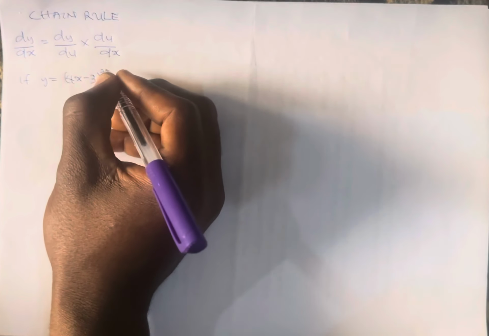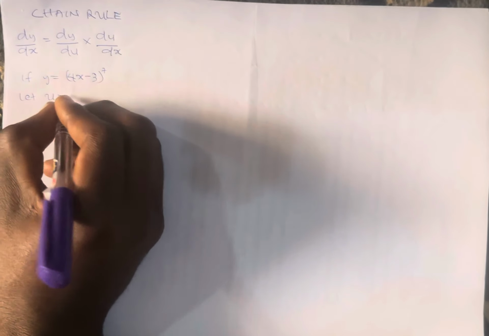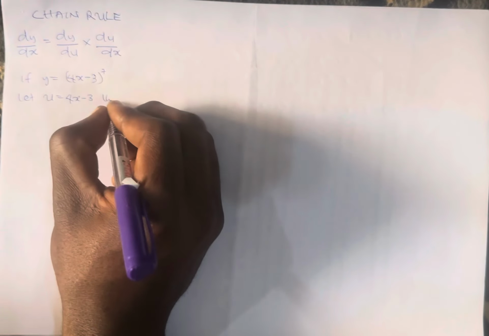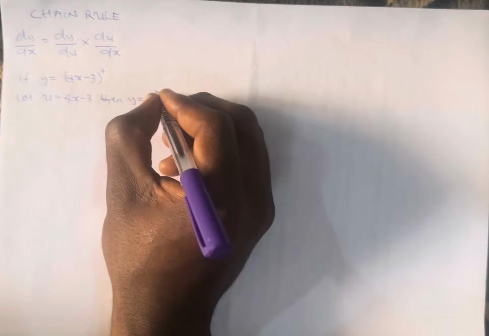For example, if y is equal to (4x minus 3) all raised to the power of 7, we say let u equal to all this function, which is 4x minus 3, then y is equal to u raised to the power of 7.